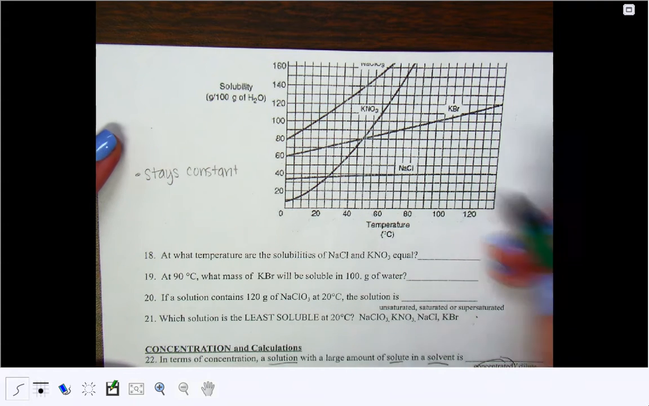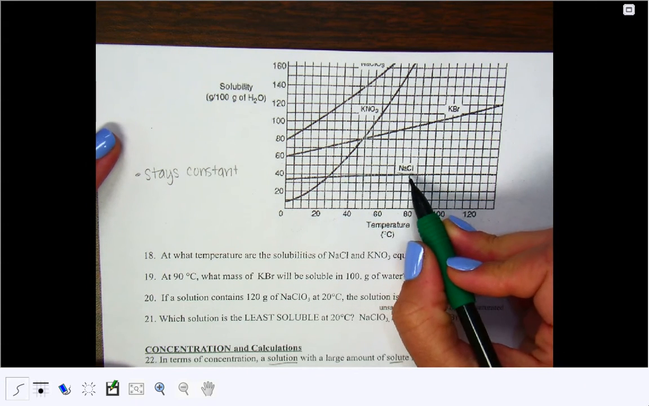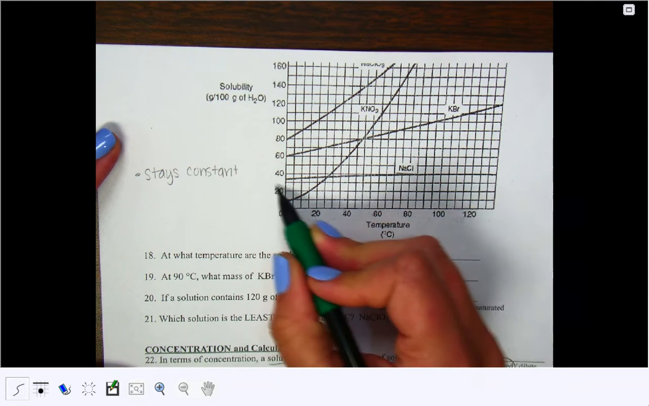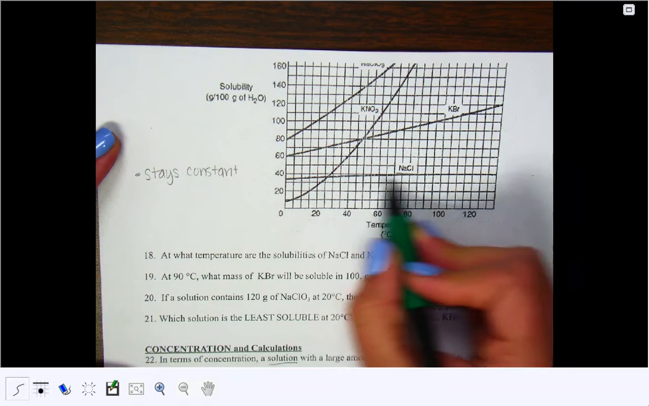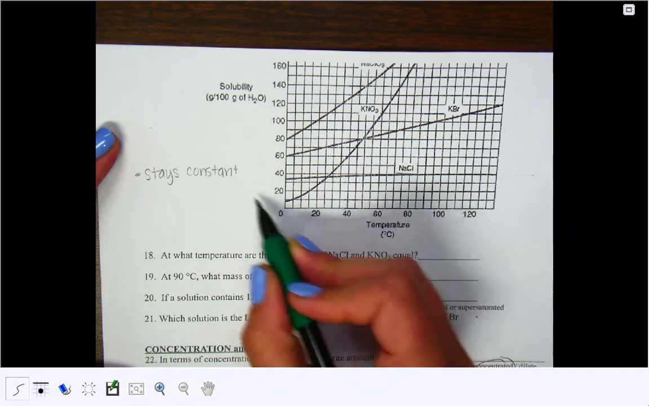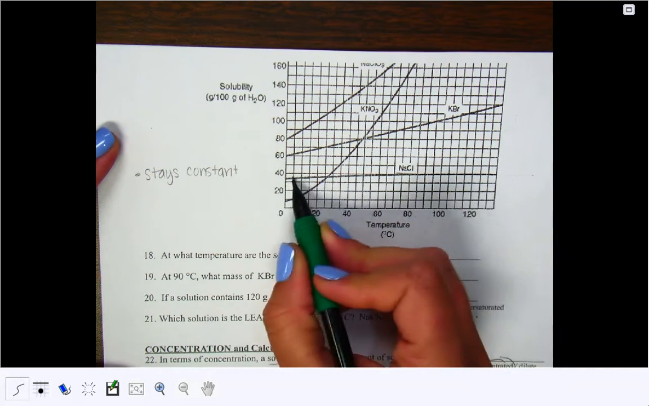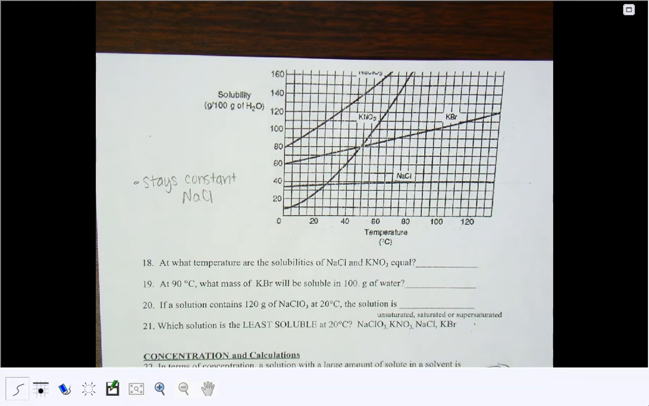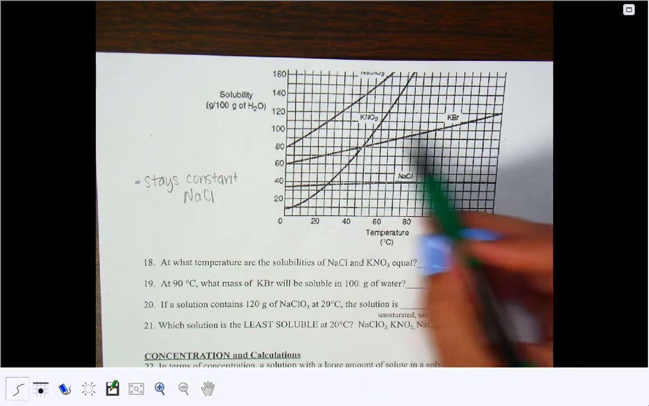Which one? NaCl. Is that what you said? I'm sorry. Okay, so NaCl is the one that's kind of gradually going up, but it's not a lot, so it stays pretty constant. So when I'm saying it doesn't change its solubility, remember each of these curves is the solubility of these, right?